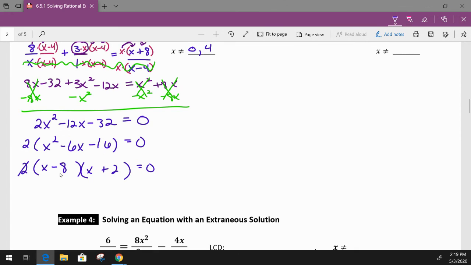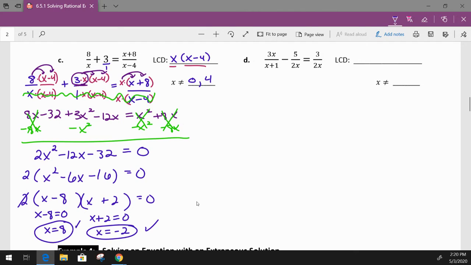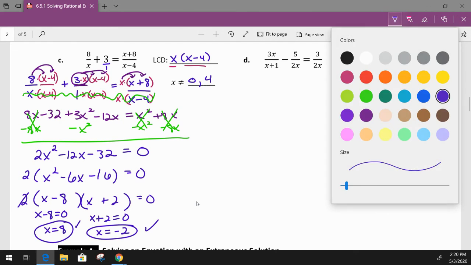But your x minus 8, if we set that equal to 0, we will get a solution of positive 8. If you take your factor of x plus 2, set it equal to 0, you get x equals negative 2. So those are your two solutions as long as they don't conflict with your undefined values. So x cannot equal 0 or 4. Neither one of those are 0 or 4, so they both work. Okay, so there's that example. Hopefully you're able to follow that.